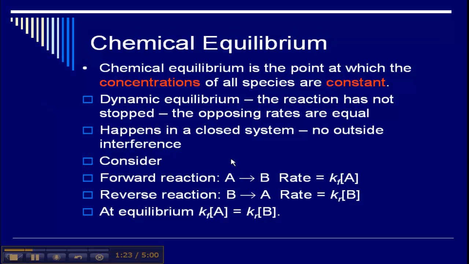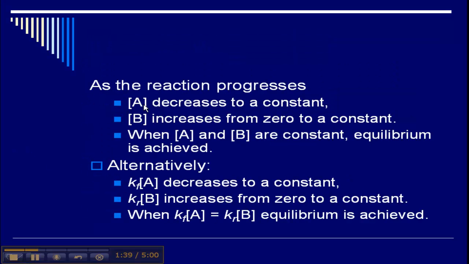So a forward reaction looks like this, A going to B. We write a rate constant and it looks like this. Now don't worry about the rate constants. A reverse reaction would be where B goes into A. So notice that the rates are equal. So as A decreases to a constant, B is going to increase from 0 to a constant. And when A and B are constant, equilibrium is achieved. Now remember that the brackets here mean concentration, molarity.